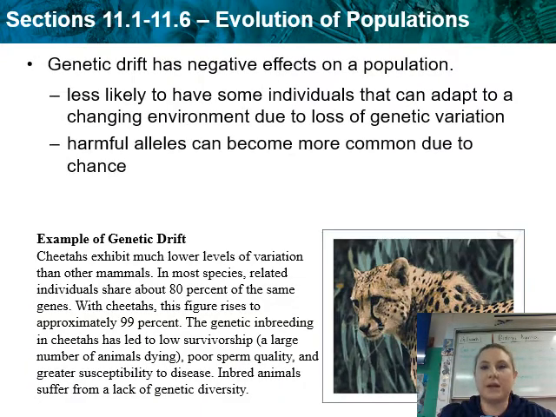Genetic drift has some negative effects on a population. It's less likely to have individuals that can adapt if the environment does change. And also we start to see more harmful versions of a gene being passed on, because there's not a lot of diversity, so the chances of them actually being seen, especially if it's a recessive trait, is much more likely.